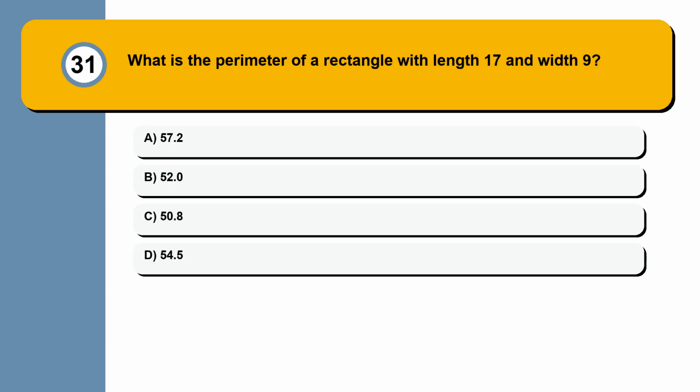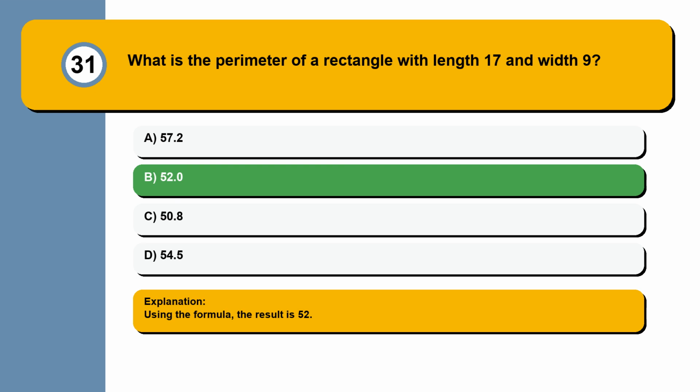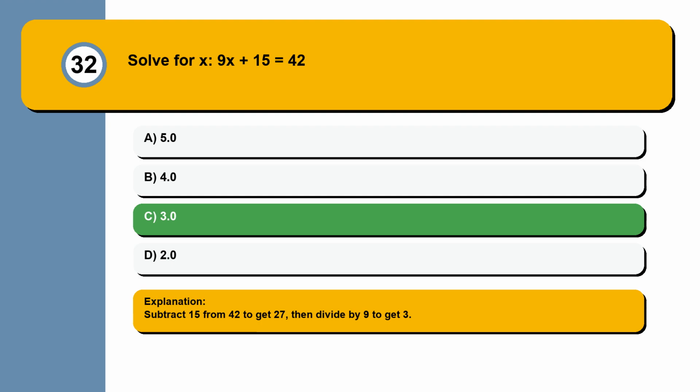Question 31. What is the perimeter of a rectangle with length 17 and width 9? 57.2, 52.0, 50.8, 54.5. Using the formula, the result is 52. Question 32. Solve for x: 9x plus 15 equals 42. 5.0, 4.0, 3.0, 2.0. Subtract 15 from 42 to get 27, then divide by 9 to get 3.